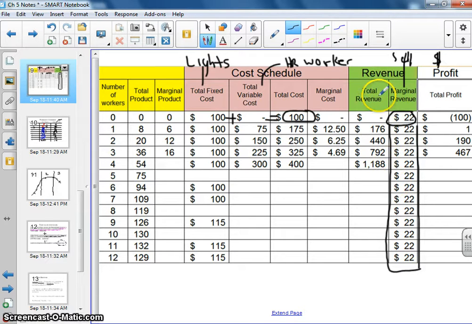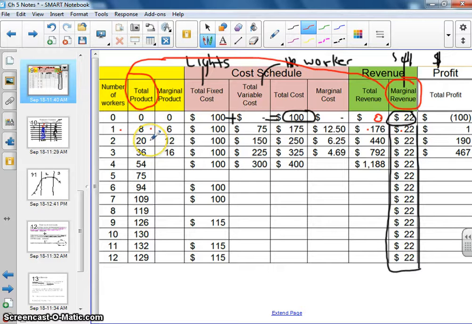So how do we get total revenue? The important part of total revenue is taking your marginal revenue, or what your selling price is, and multiplying it by total product. We're assuming that everything we're making, we're going to sell. We have 0 workers, means we have 0 product to sell. 0 product times 22, 0. Okay, we didn't make any money there. If we have 1 worker, that's going to get us 8 total product made. Multiply that by 22, and we get $176 in revenue, money coming in.